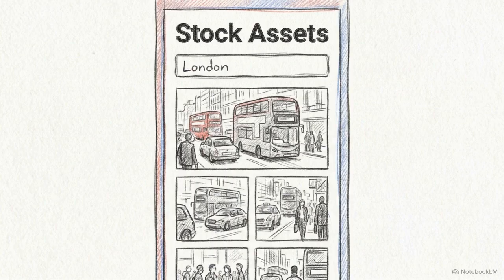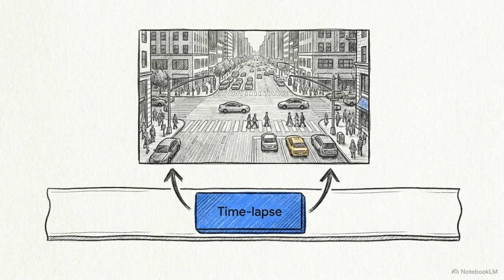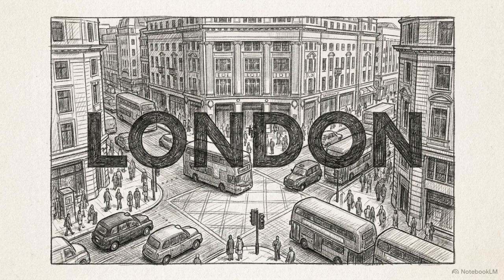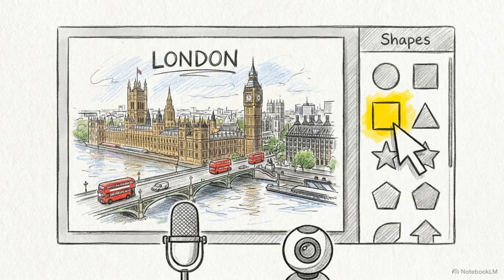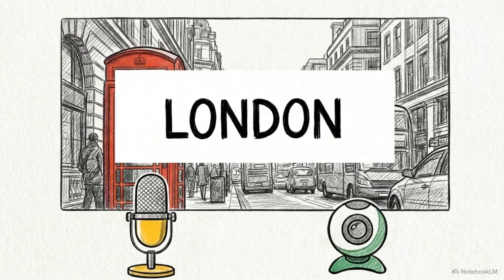We search the built-in stock library for a London time-lapse video, drop it onto our blank timeline, and set it as our background layer. Placed directly over that footage, our title letters completely blend into the busy, moving street. To fix the readability, we insert a standard rectangle shape across the screen, fill it with solid white, and send it behind the text to act as a buffer.